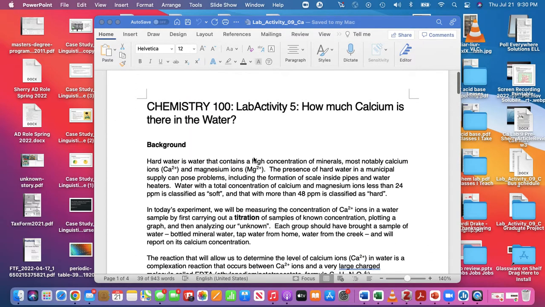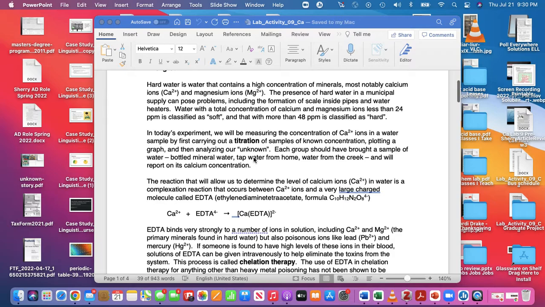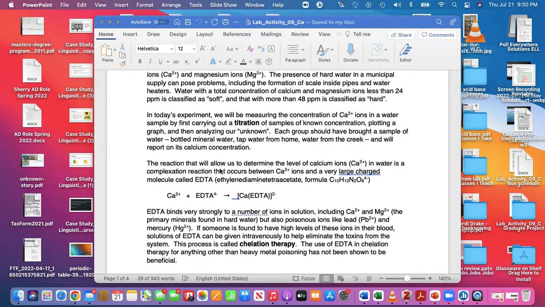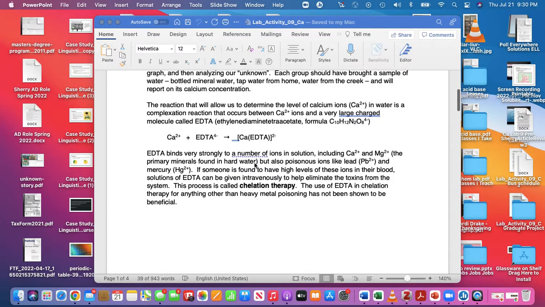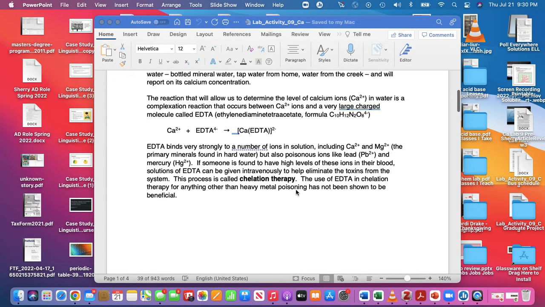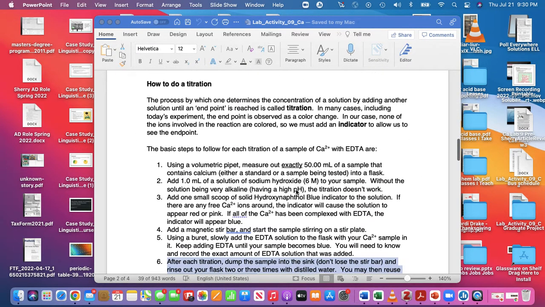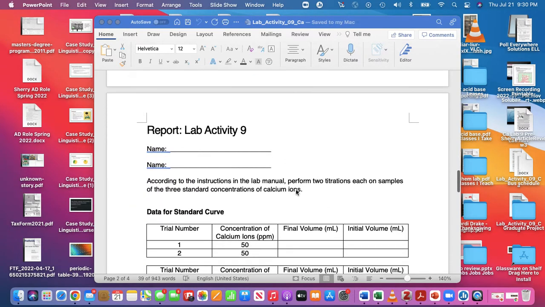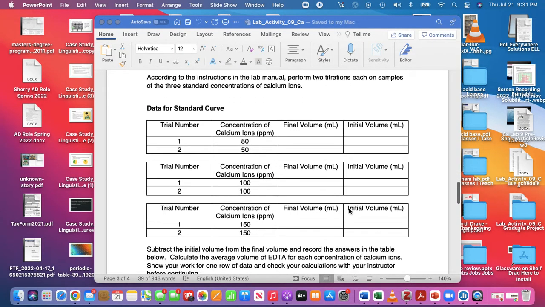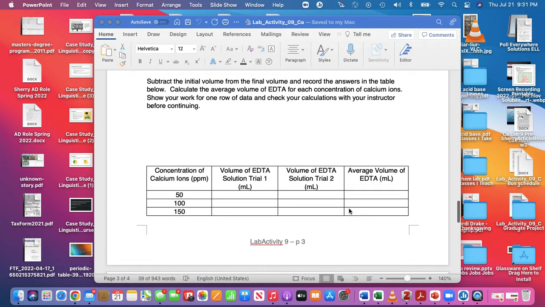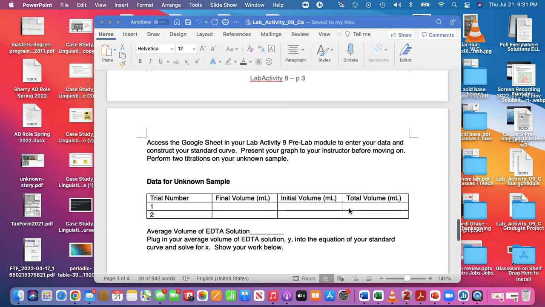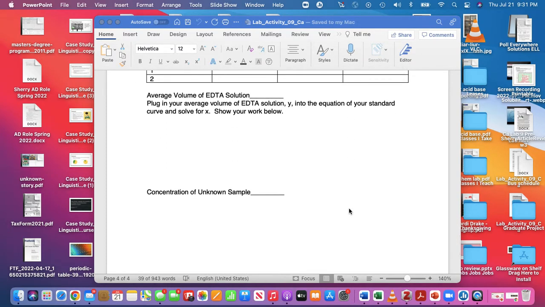It gives here the chemical background, a little bit of information on the different chemicals that we're using and a little bit of fun facts about what they can be used for. We have instructions on how to perform the titration. And then we have a report sheet. Students will be working in pairs, so they have a name space for each person, data tables for them to put their measurements in, put their calculated values in, and determine the final concentration of their unknown sample.